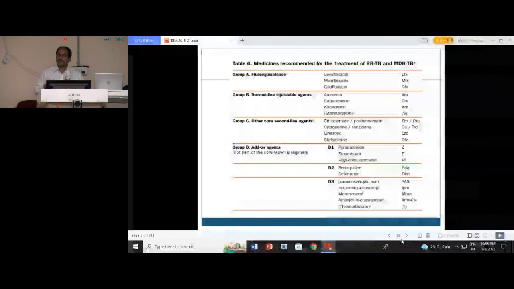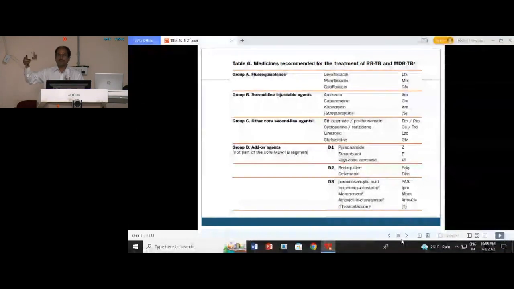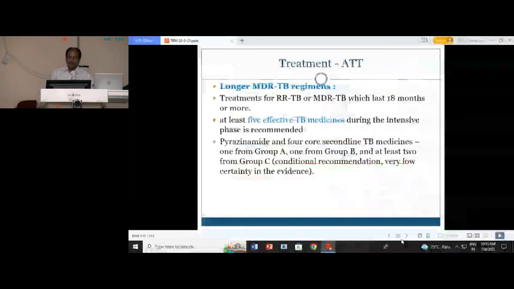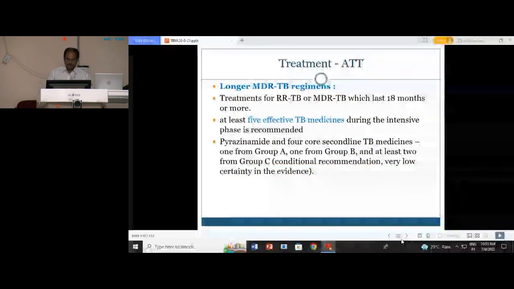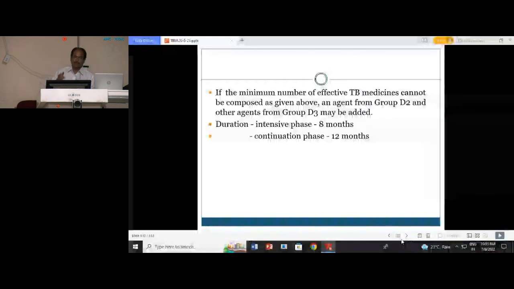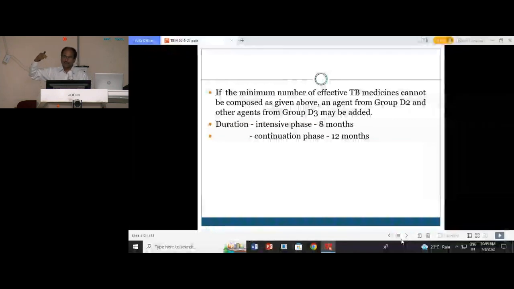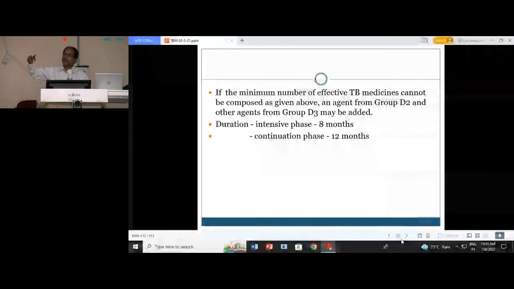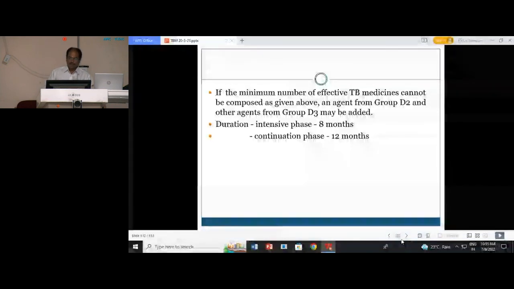Apart from that, 1 from Group A, 1 from Group B, and Group C. One more point you see: the minimum number of effective TB medicines cannot always be composed as given above. I am telling you: pyrazinamide, 1 from A, 1 from B, 2 from C. When you cannot take 2 drugs from group C, or you cannot take 1 drug from group A or group B due to various reasons, then you can utilize these group D2, D3.